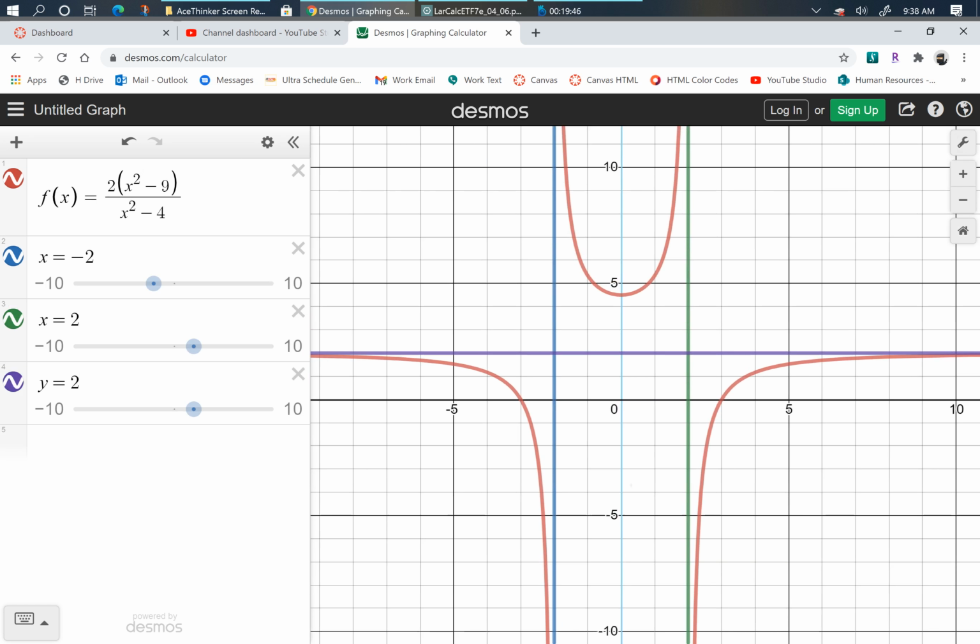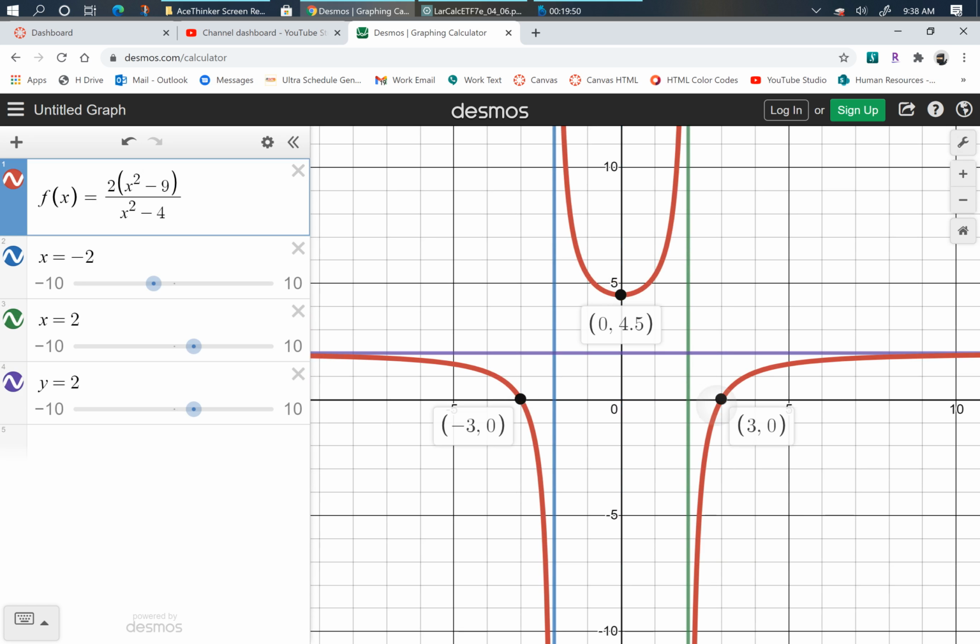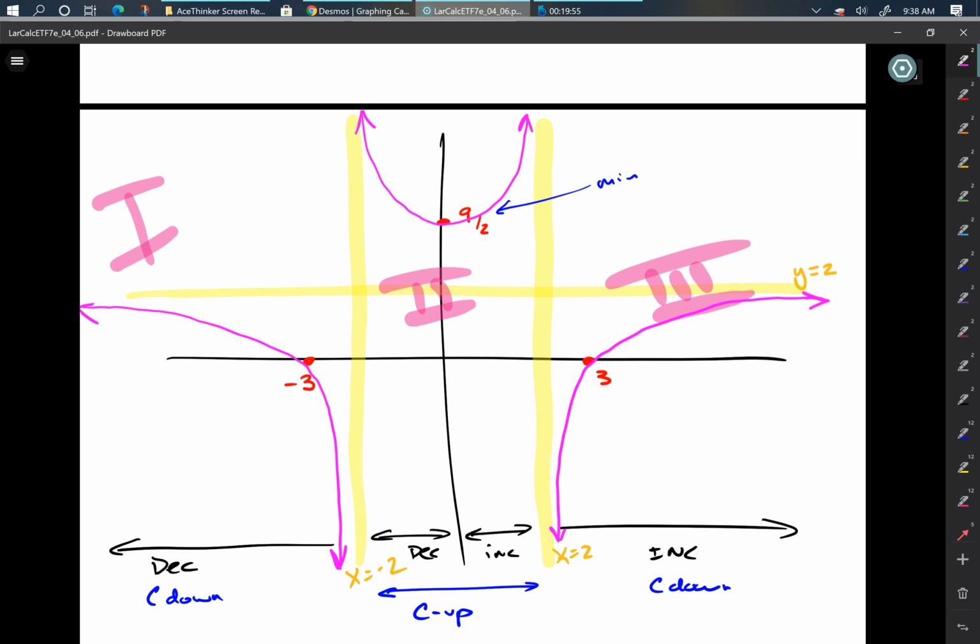And there's our graph. We have a minimum of 4.5, 9 halves. Intercepts here and here. Okay. Is that the same thing we came up with? Sure. I mean, I would prefer to use Desmos all day long because this took 20 minutes to do.